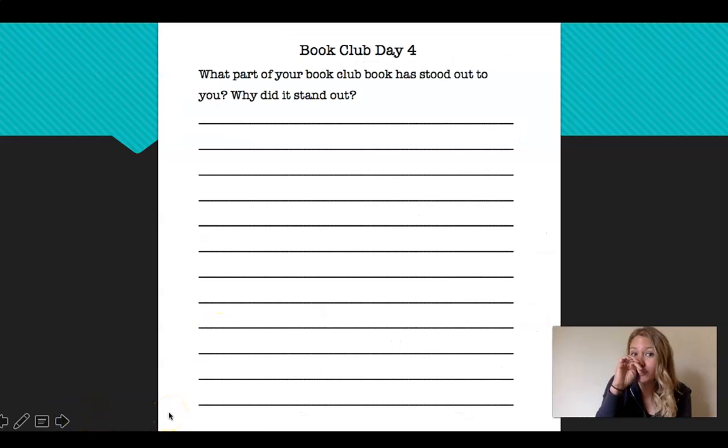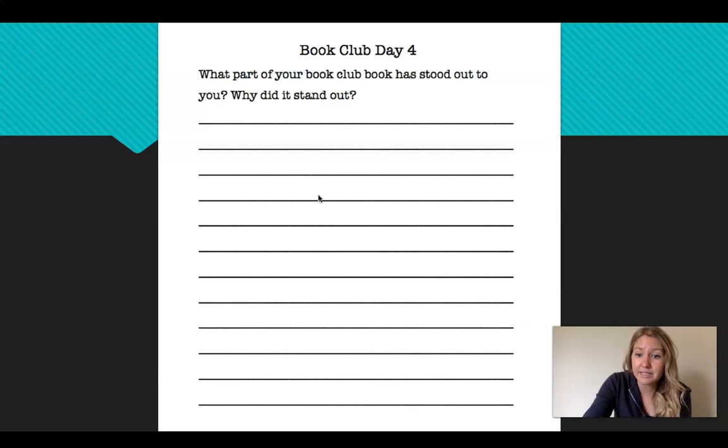So today we are working on book club day 4. So you should be in your packet for Thursday, May 13th. And you are going to use this page in that book club packet to answer your question. So the question asks what part of your book club book has stood out to you, which part has seemed really important, like you needed to pause and think about it, and then why do you think it stood out? What makes that part seem like it's so important?